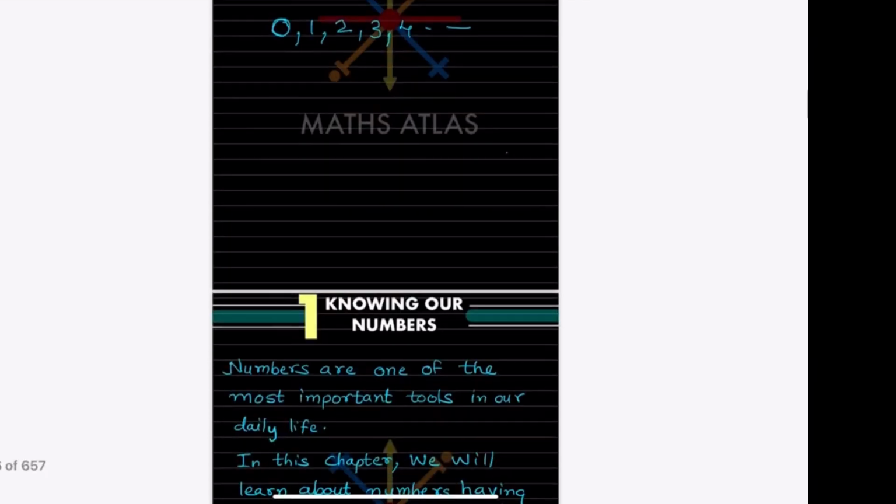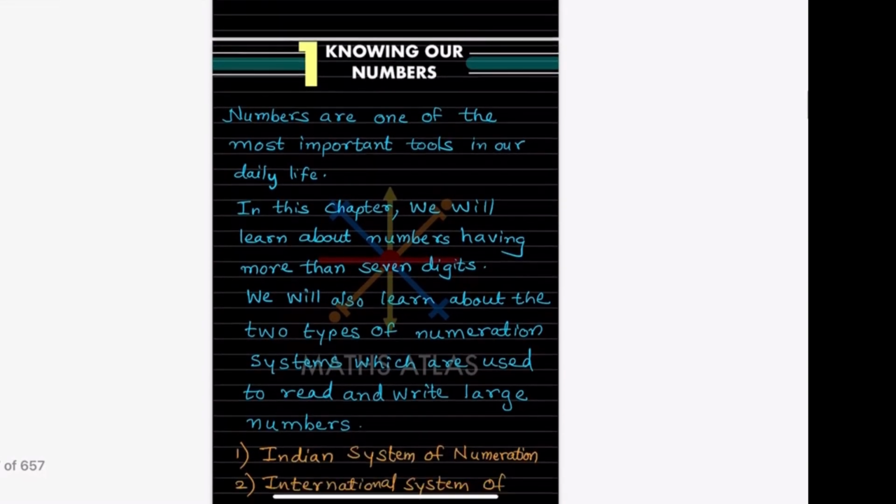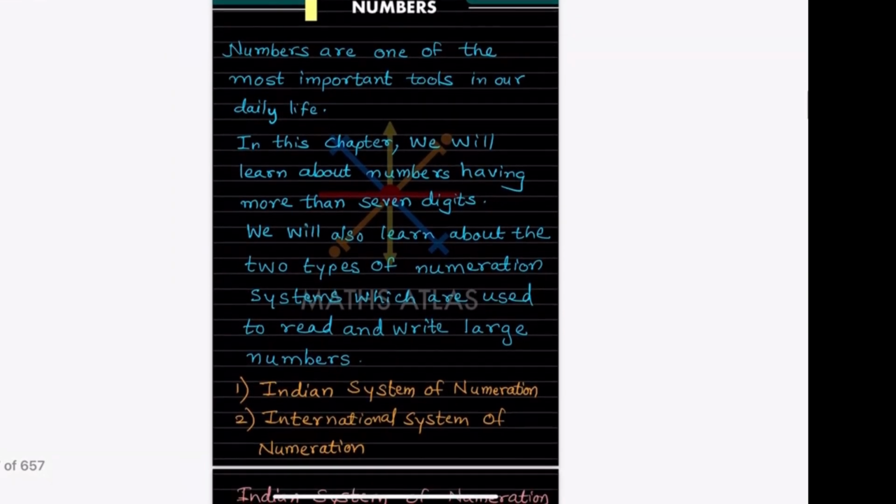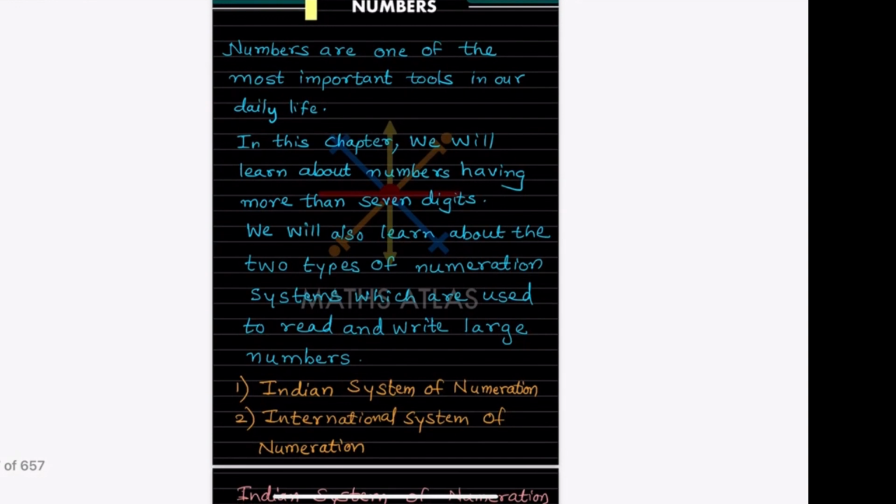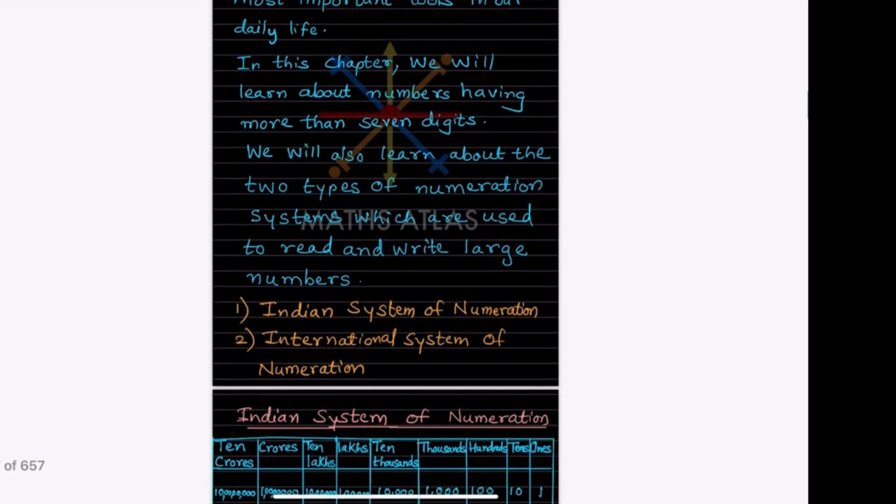Now let us start with the chapter. In this chapter, we are going to learn about numbers having more than 7 digits. We'll also learn about the two types of numeration systems which are used to read and write large numbers. The first is the Indian system of numeration, and the second is the international system of numeration.